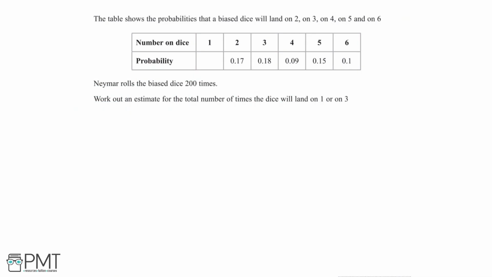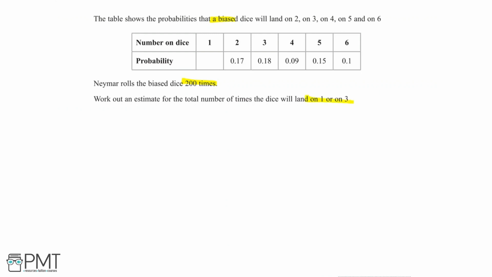In this question, we're given a table which shows the probabilities that a biased dice will land on 2, on 3, on 4, on 5, and on 6. We're told that Neymar rolls the biased dice 200 times. Now we need to work out an estimate for the total number of times the dice will land on 1 or on 3.